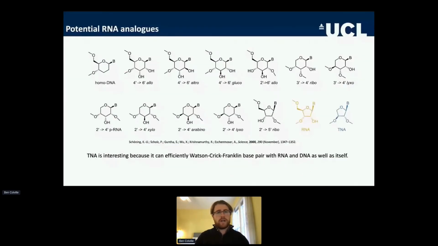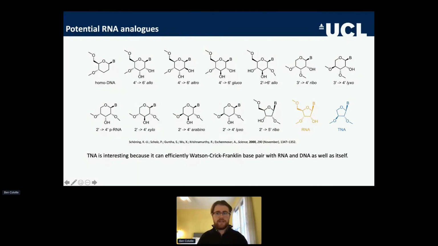One of the earlier people to work on this problem was Albert Eschenmoser, and he looked at the sugar backbone heterogeneity and what that would do to the ability of these genetic polymers to base pair, a fundamental property that allows them to retain and transfer genetic information between them. He extensively looked at all of these different sugar backbones, some that paired incredibly well with themselves, like homo-DNA, but didn't pair with RNA. And that led them to this 3',4'-lyxo system in the top right. Hopefully you can see my mouse. And this had a shorter than normal backbone length. RNA and DNA have a 6-atom backbone, but this 3',4'-lyxo compound only had 5 atoms.